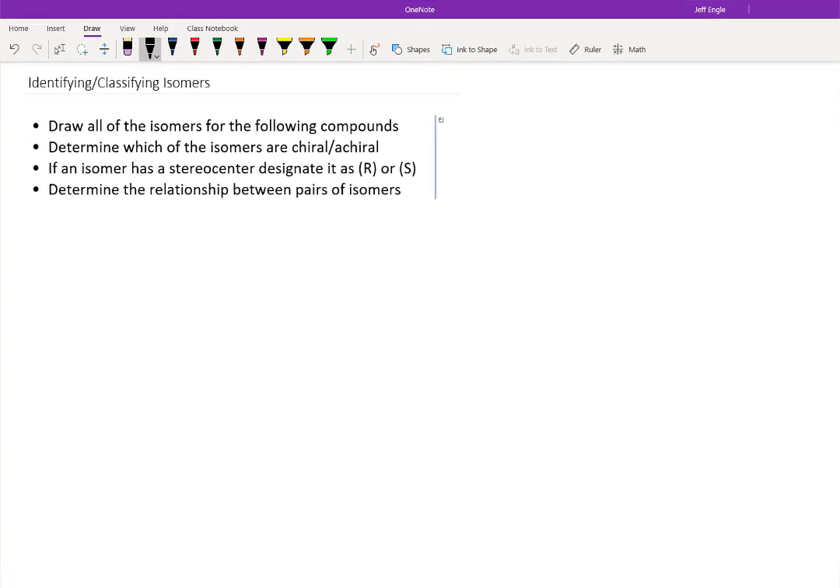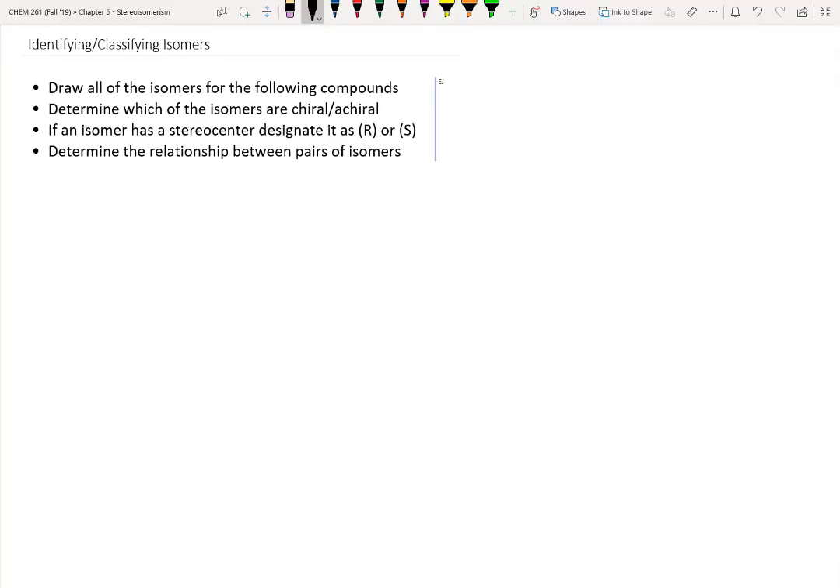All right, so now what we're going to do is practice, practice, practice. I'm going to give you a formula. I want you to draw all of the potential isomers for the following compounds, meaning I want you to be as creative as possible, and determine which of the isomers are chiral or achiral. Then, if an isomer has a stereocenter, designate it as R or S, and determine the relationship between as many pairs of isomers as possible. We'll start off easy and get harder.